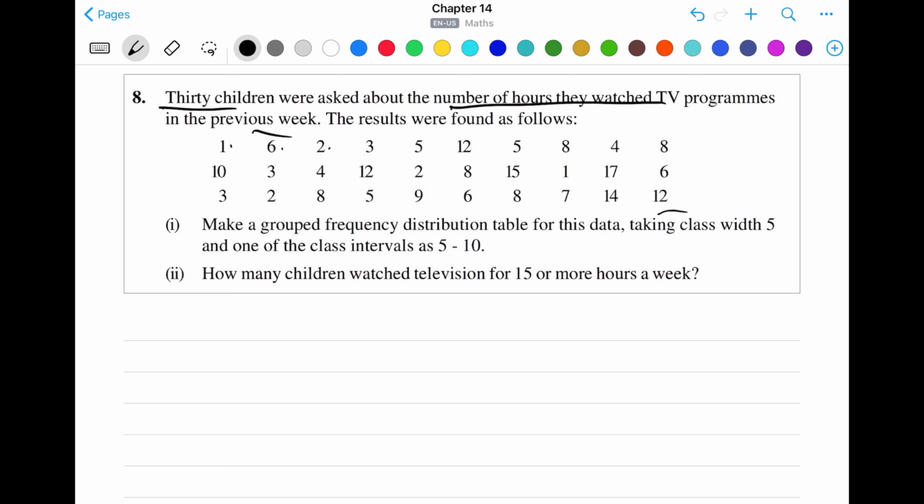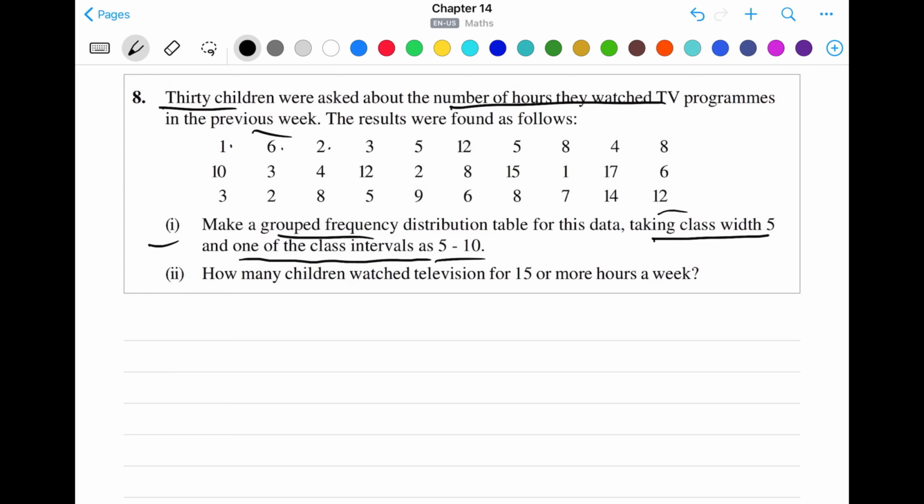Okay, so first we are asked to make a group frequency distribution table. Group frequency distribution table means we need to make the intervals here. Okay, taking class width 5 and one of the class intervals as 5 to 10. Class width means the gap between the upper and the lower limit should be 5 and one of the intervals should be 5 to 10. Then, how many children watch television for 15 or more hours a week?